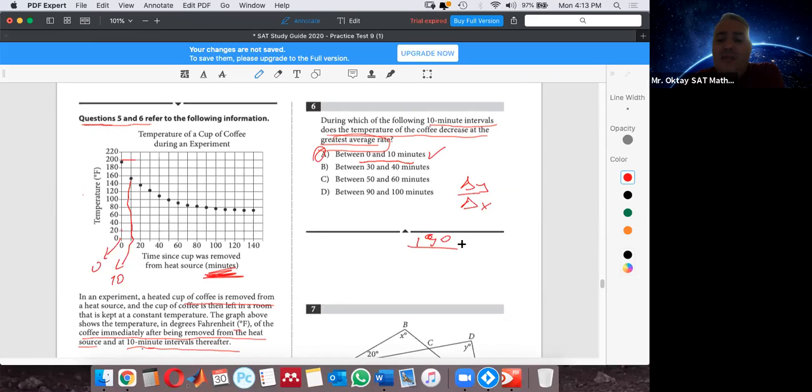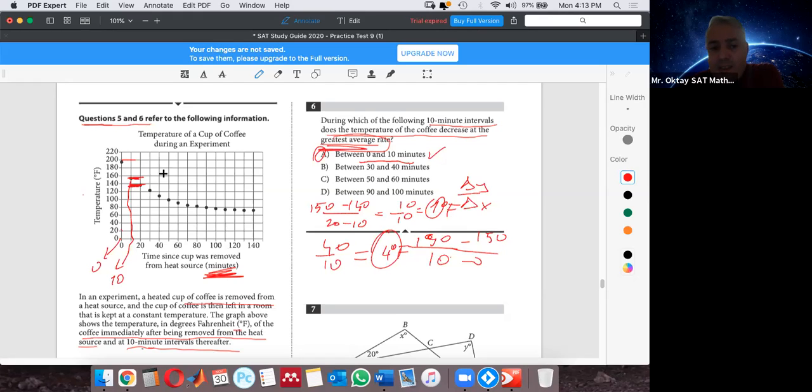190 minus 150 divided by 10 minus 0, which is 40 over 10, which is 4. So 4 degrees Fahrenheit. But after that, here, it is approximately 150 and this is 140. 150 minus 140 over 20 minus 10, which is 10 over 10, which is 1. So 1 degree Fahrenheit, it's dropping. So which one is the greatest? Till now, 4. When you compare all, it will be clear that part A is the greatest one.